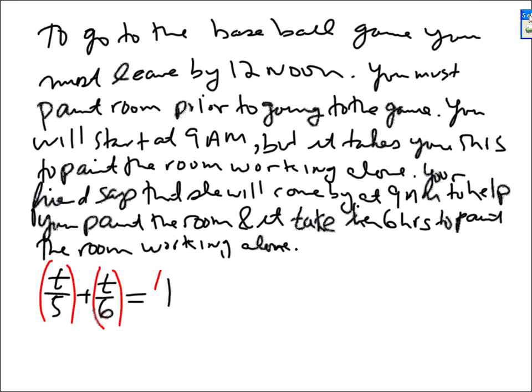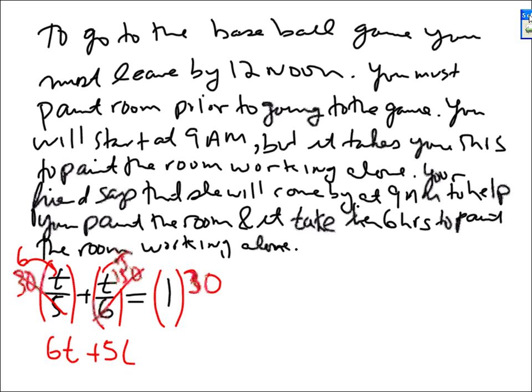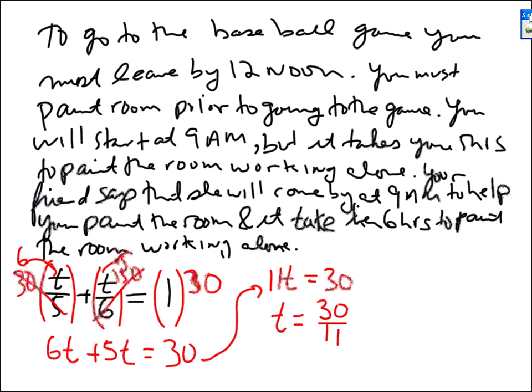The LCD of 5 and 6 is 30. That's the first number that both 5 and 6 go into. 5 goes into it 6 times, so you have 6t plus t times 5 is 5t equals 30. Then you have 11 t's equals 30. So t is 30 over 11, which is less than 3. 11 goes into 30 2 times with 8 left over. It will take you 2 and 8/11 hours.